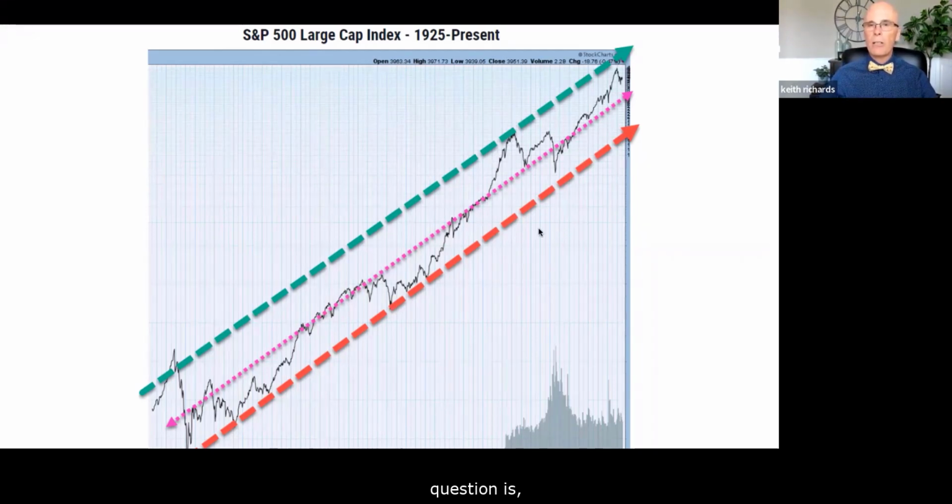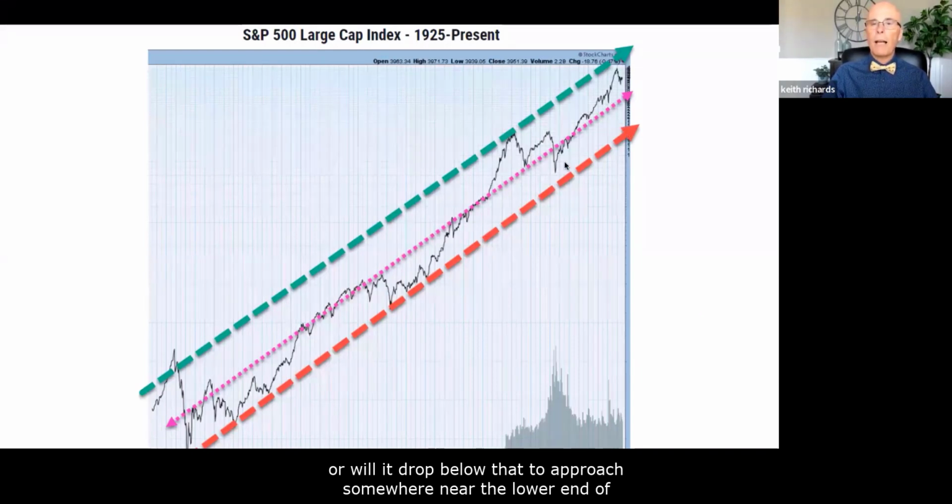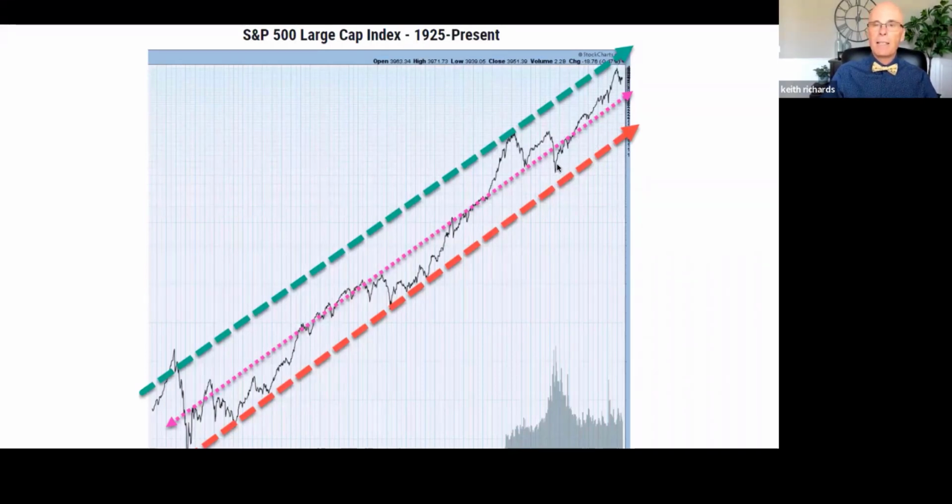So my question is, will the market pull back to the mean line as it did here and in the early 2000s? I think it was actually in 2008, if I'm not mistaken. Or will it drop below that to approach somewhere near the lower end of the channel, as it has many times in the past? So that's really the question.